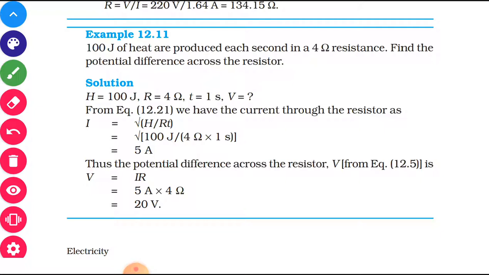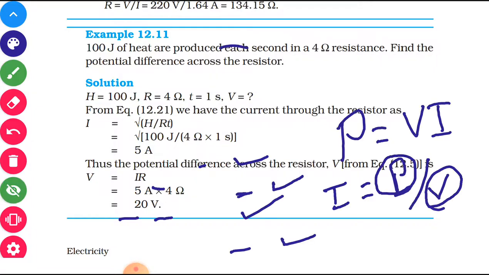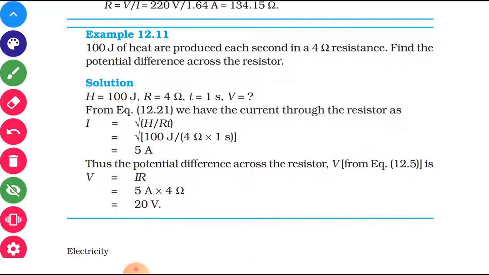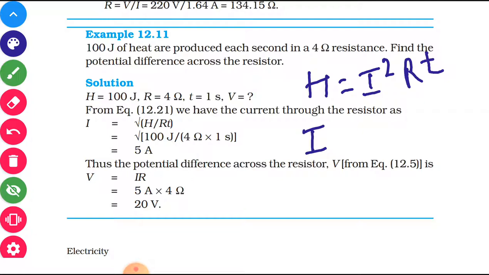Another example, again very easy: 100 joule of heat is produced each second in a 4 ohm resistance. Find the potential difference across the resistor. Now from the equation which we have derived, the heat produced H is equal to I square R into t. Now if you want to find I square, then it becomes H upon R into t.